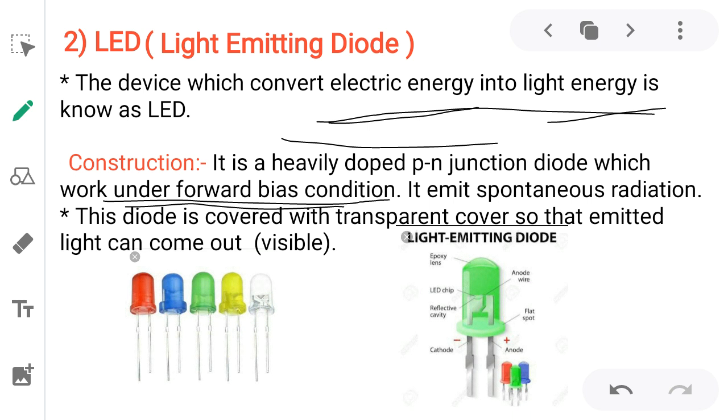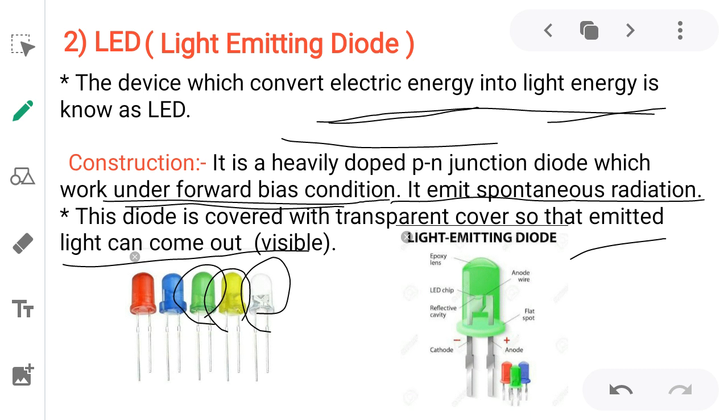Now, at this point, it emits spontaneous radiation. It does not require any external agency for the emission of the radiation, which means it emits the radiation spontaneously. Another point, this diode is covered with a transparent cover so that the emitted light can be visible. As you see in the diagram, the transparent cover is there. Due to this, we can easily identify the emitted color of light. Cathode, anode, and the transparent cover. Construction: a PN junction diode under forward bias condition, spontaneous emission of radiation takes place, and the outer cover is also a transparent one.